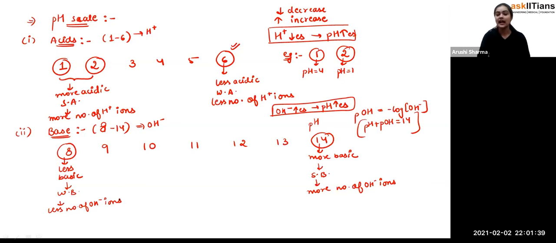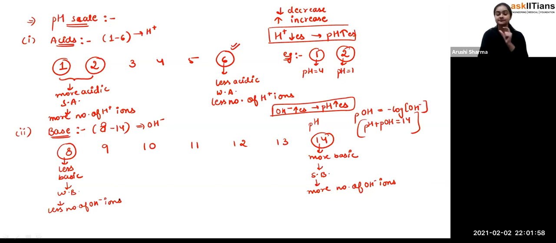Fine students, I hope you got the point about how you are going to find it out from your pH scale. As class students, we have more to learn about the pH scale, but for now this will be enough for you. That is why I don't want to confuse you.